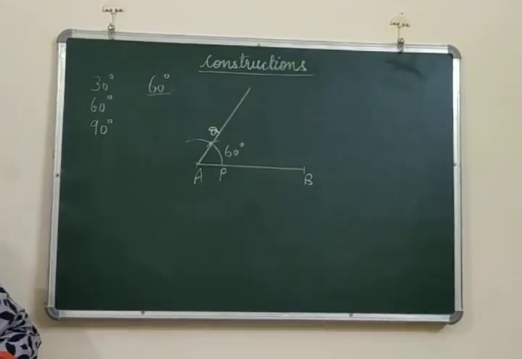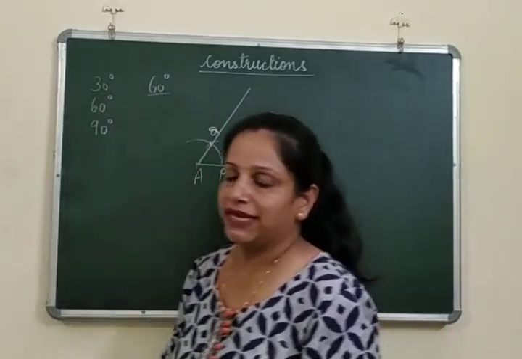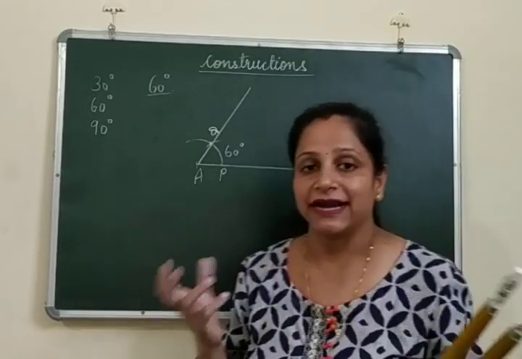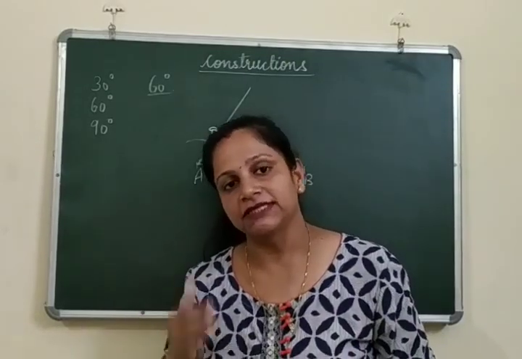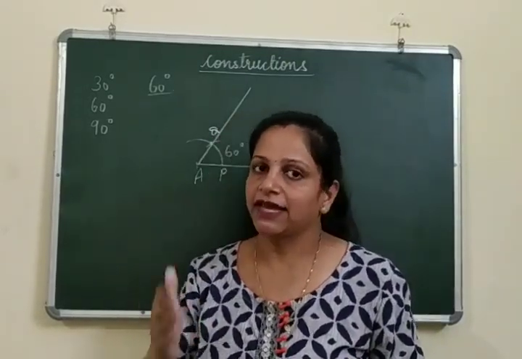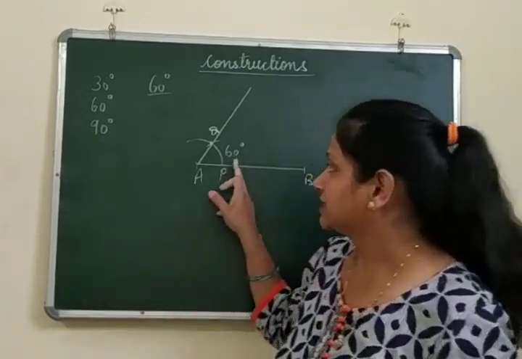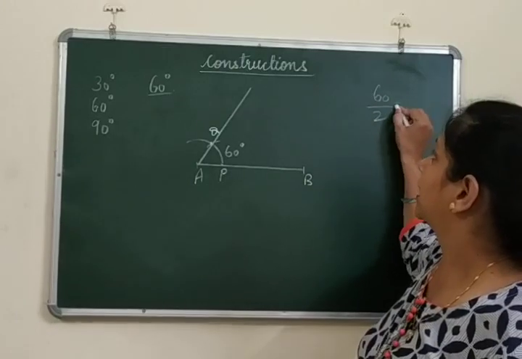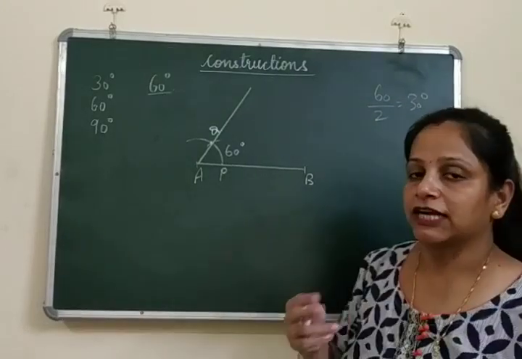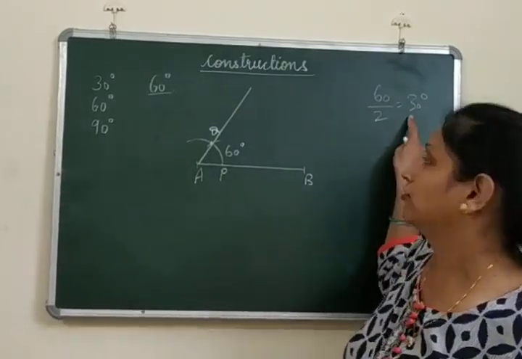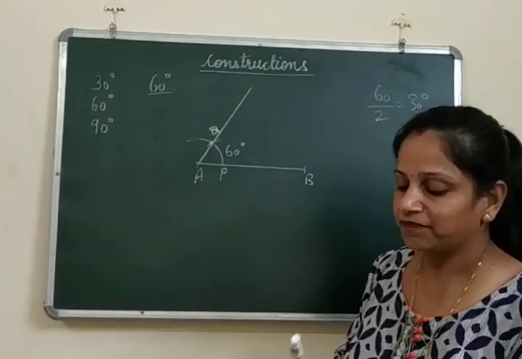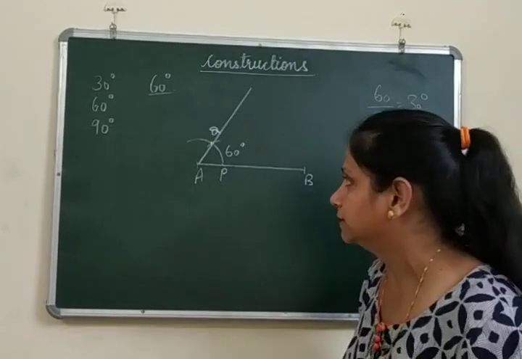Now, say for example, we have to make the bisector of 60 degree. What is the meaning of the word bisector? Bisector simply means half, to divide any angle into two parts. Now it is 60 degree. What will be the bisector of 60? 60 divided by 2, that is 30 degree. So if we have to draw an angle of 30 degree or make the bisector of 60 degree, in both the cases what will we do?